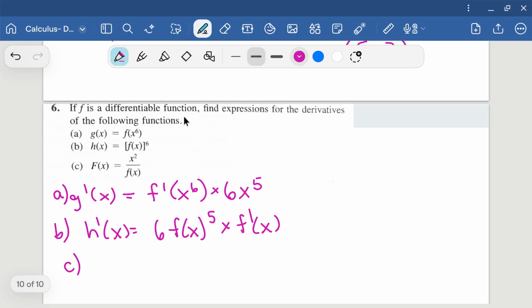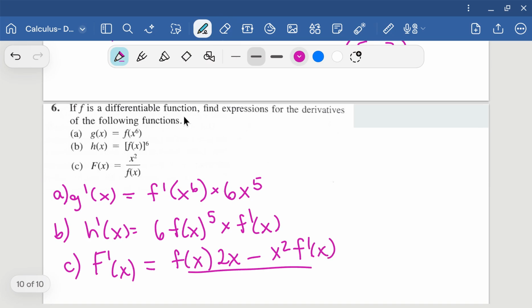And then this last one would be using the quotient rule. So if I wanted to find f prime of x, it would equal, in our quotient rule, you take your denominator, multiply it by the derivative of the numerator, subtract the numerator times the derivative of the denominator, and divide by the denominator squared. So that is the end of the chapter test.